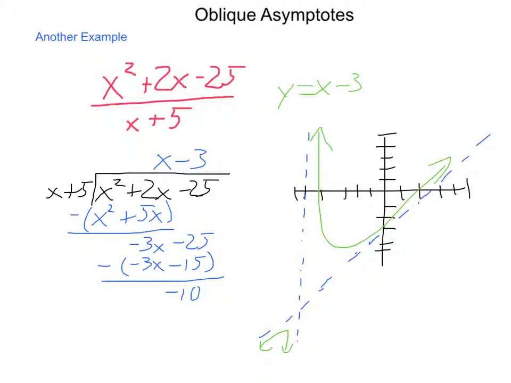So a lot of things can be done with this, but finding the oblique asymptotes, if you have a cubic being divided by a linear, your oblique asymptote can actually be a quadratic function. So keep this in mind as you move forward, and it'll help structure your graphs.